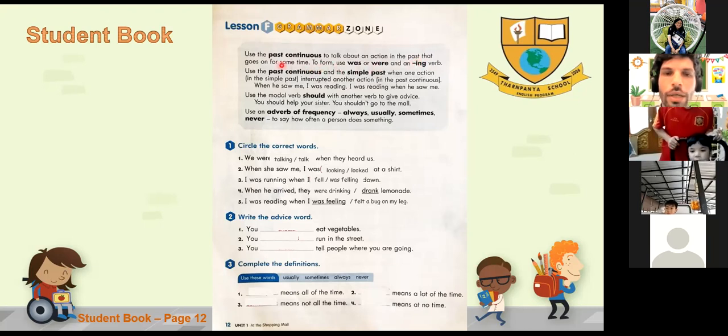Okay. So again, today we are going to learn the rules to write using past continuous tense. Okay, so when do we use past continuous tense? We use the past continuous to talk about an action in the past that goes on for some time. To form the past continuous tense, we use was or were and an ing verb.